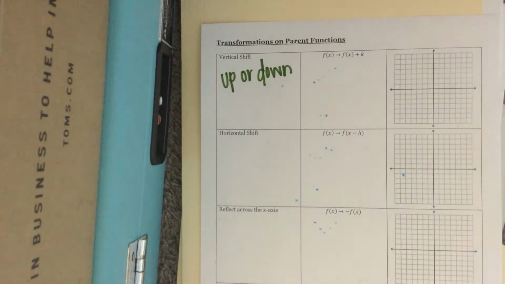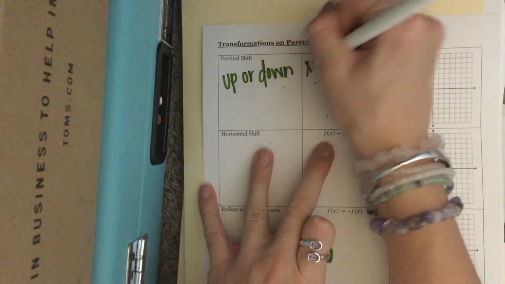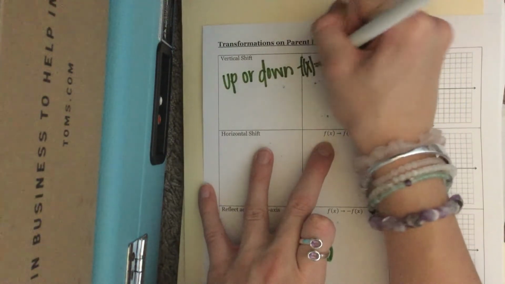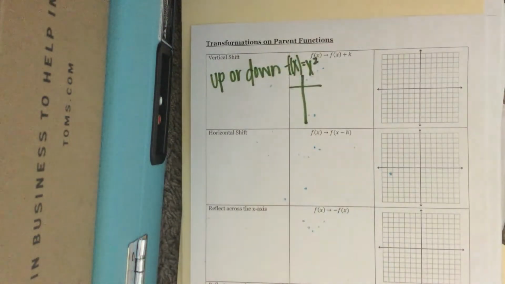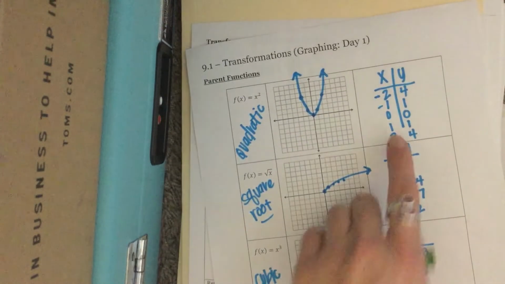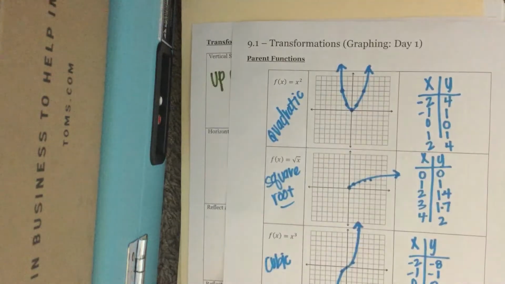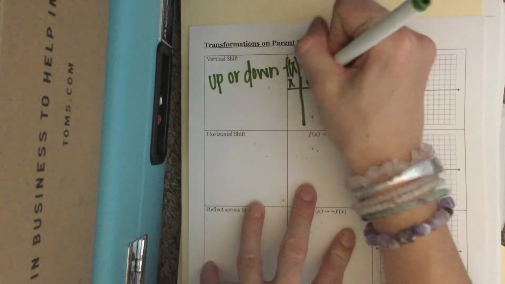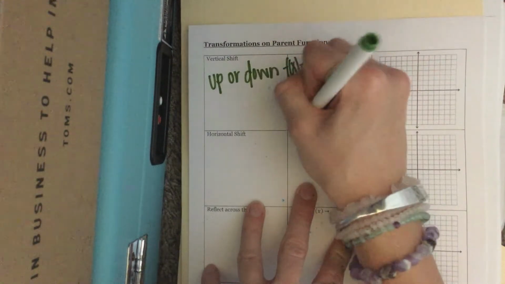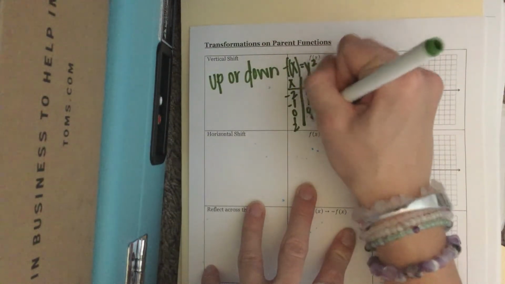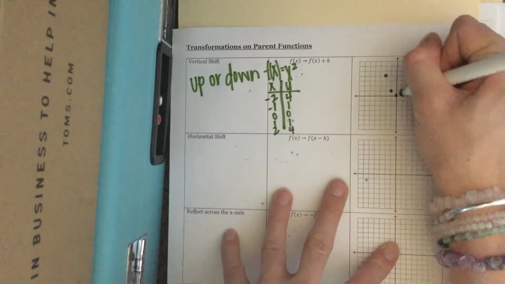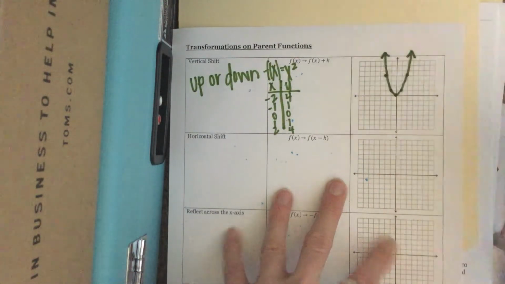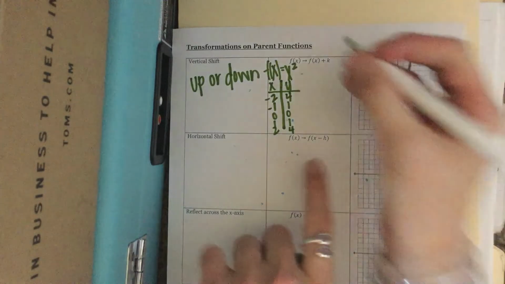So let's let f of x equal x squared. And I want to graph x squared. So if you go back to this page, right here, we already have those values. So I'm just going to write those down. I know what this graph is going to look like. So that's -2, -1, 0, 1, 2. And this is going to be 4, 1, 0, 1, 4. Okay, this is f of x.